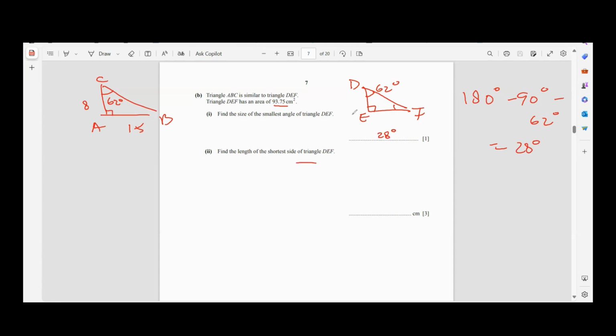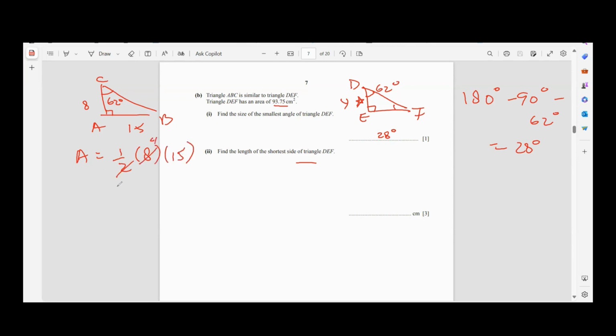So you have to know the shortest side. Usually the side opposite the smallest angle is the smallest. So it asks you for this, DE. Let us say DE. Oh, okay, I will write down this is Y. Okay, so for this, I think we need to use ratio. Just now we got the area of ABC. It is half times 8 times 15.